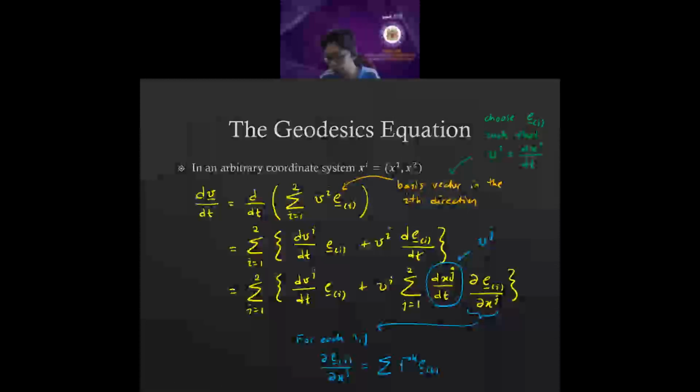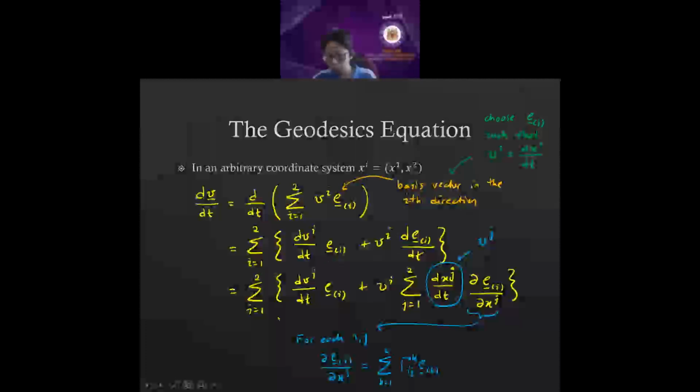Now, because this is for each i and j, we have to keep track of our i's and our j's. So at this gamma, we have to know which i and j we are concerned with. Then we have a summation over k from 1 to, in this case, 2 again. So this is starting to look like the geodesic equation. Now I'm going to rewrite this on the next slide.